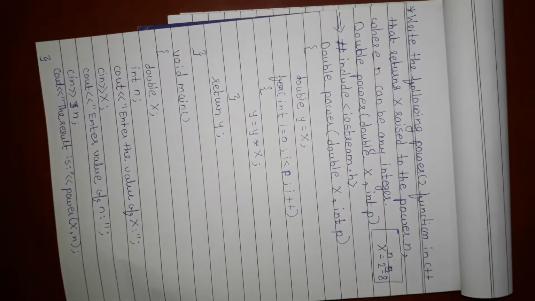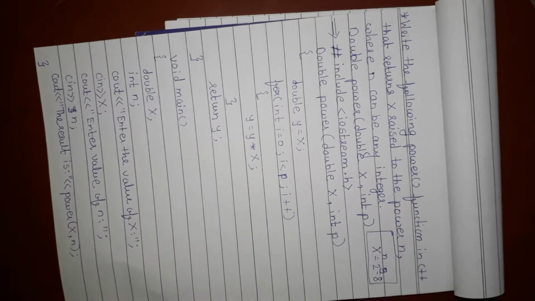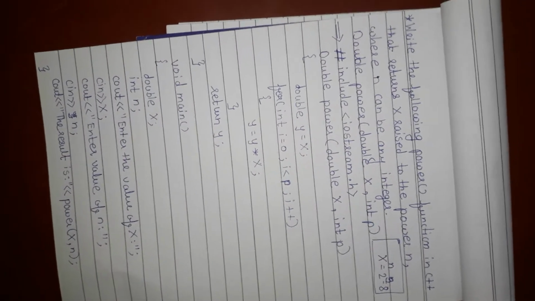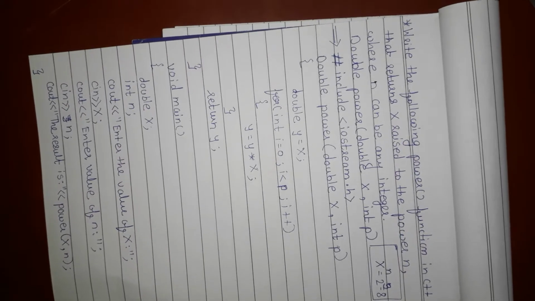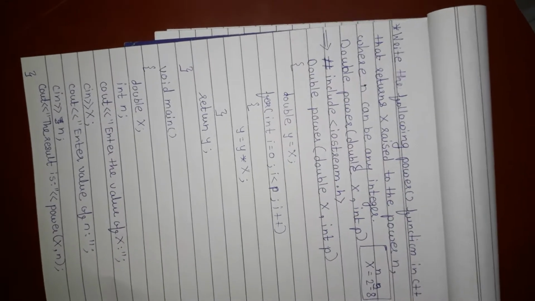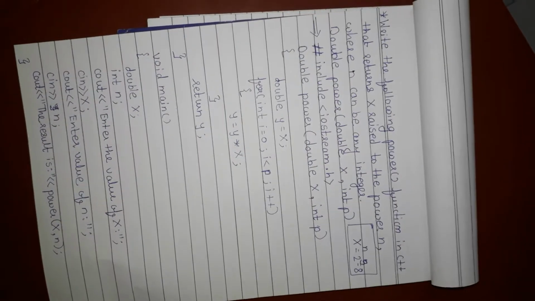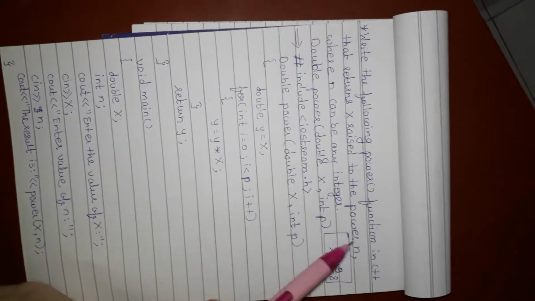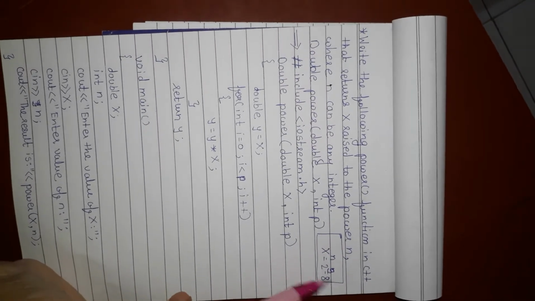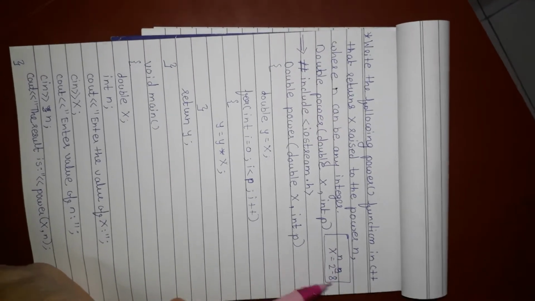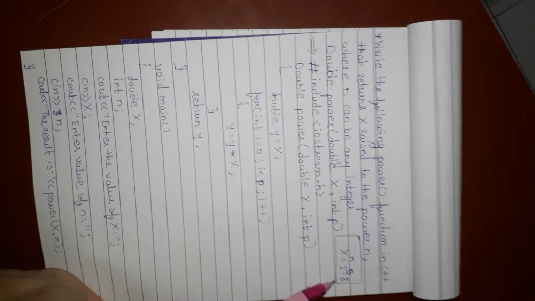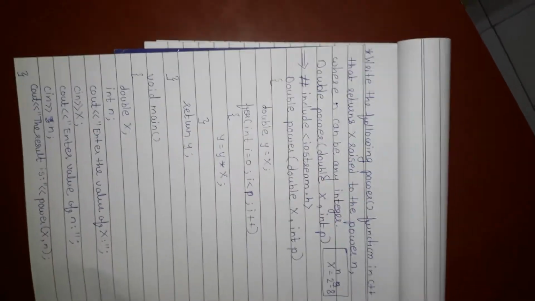So we have to make use of the same name along with the return type, and the same number of parameters we should define whenever we are declaring the function. In this question, we just have to find x raised to n. Suppose the value of x is 2 and the value of n is 3, then 2 raised to 3 is 8, that we need to calculate.